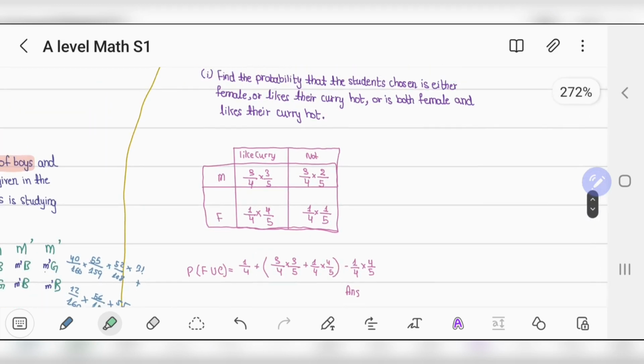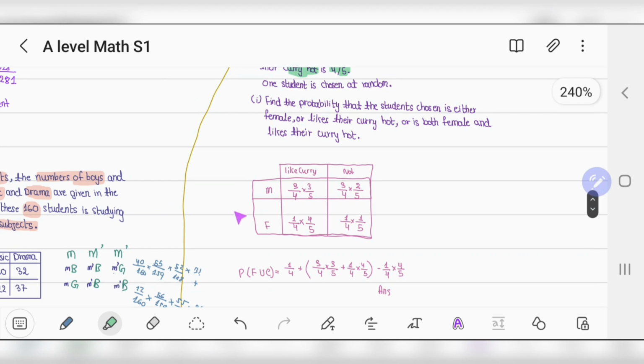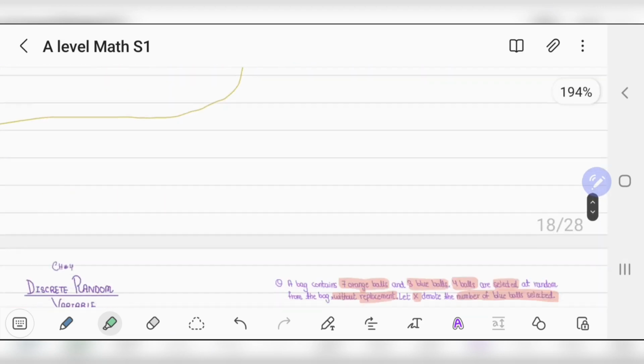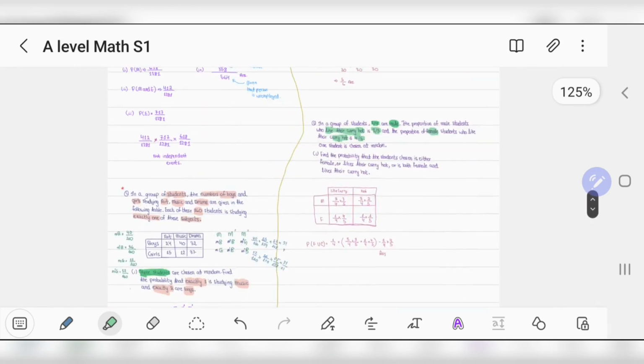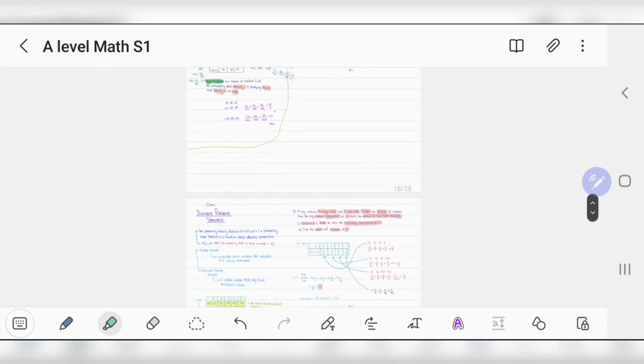So the student chosen is either a female, plus likes the curry hot, or is both female and likes the curry hot, so minus 1 upon 4 multiplied by 4.5. Okay, so this is the answer. This is how you do it. It's the same thing as above, right? And I think the probability chapter is done. This is probability, and now let's move on to discrete random variable.